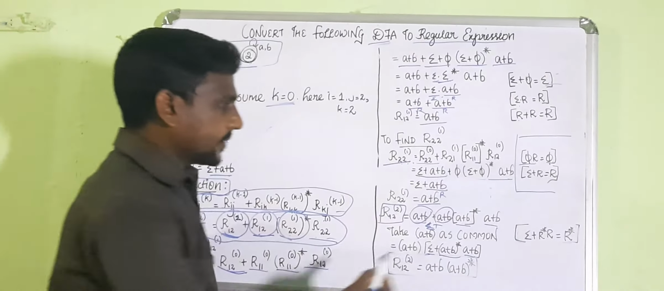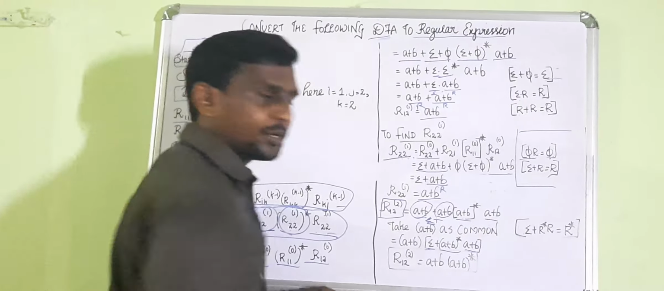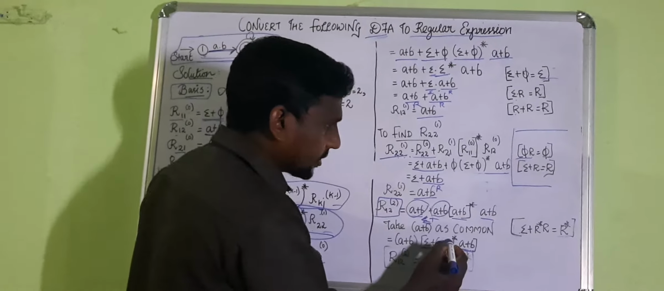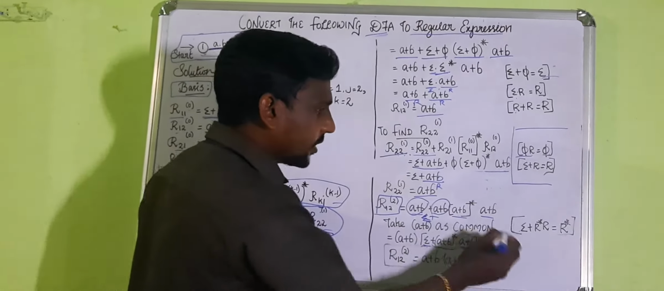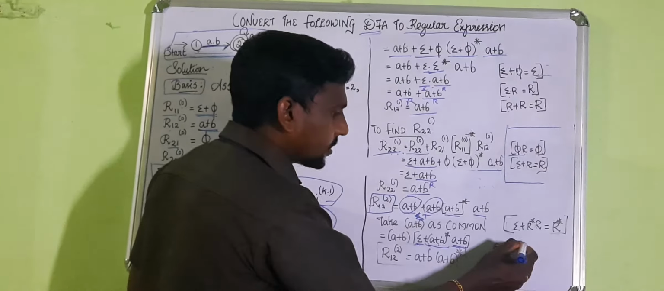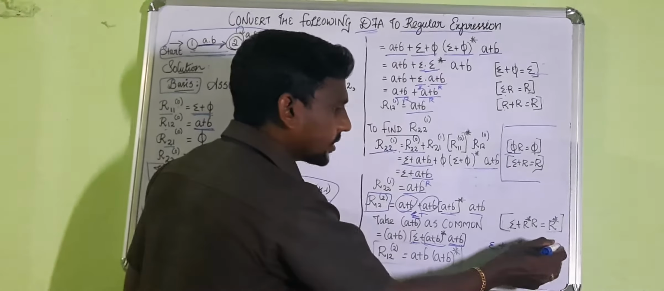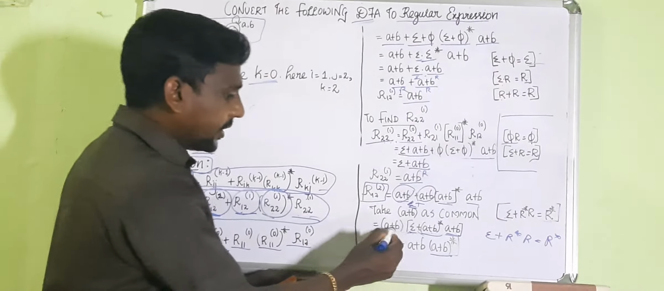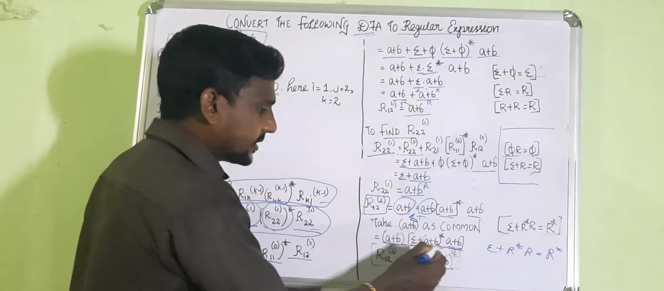Now it is very easy. See, epsilon plus r star r equals r star. We have a formula. Epsilon plus r star r equals r star. So I will get r star, that is a plus b star. So here I have a plus b star. So this is the answer.